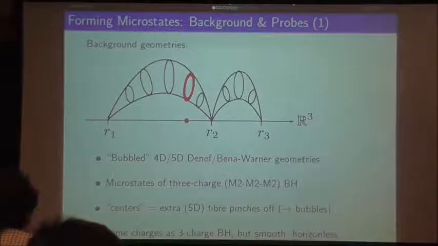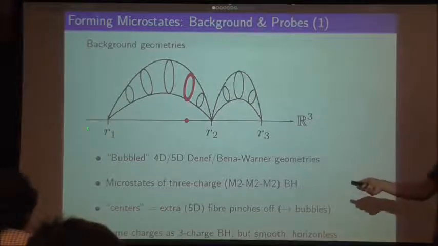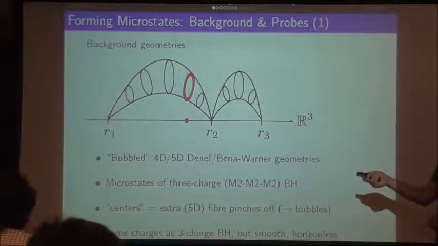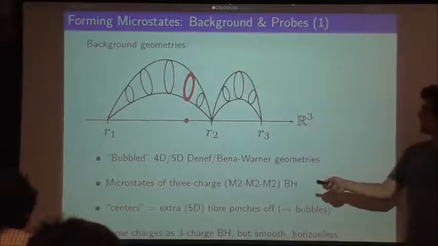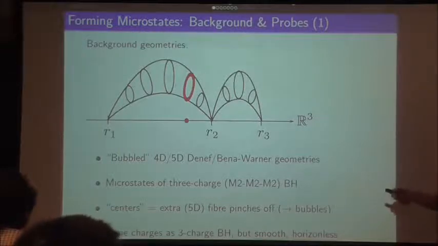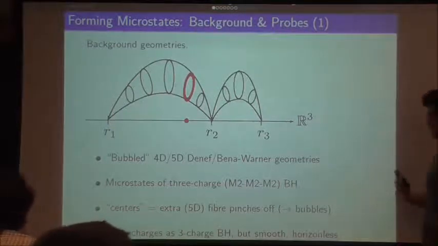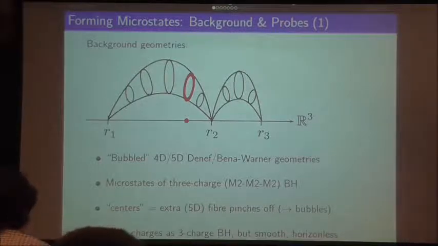How do these geometries look? Well, let's focus on the 5-dimensional picture. So forget about time, we have 4 spatial dimensions left. The 4 spatial dimensions are a flat R3 and a fiber over this R3. This is the depiction of the R3, a line, and then this is the fiber over the R3. And as you see, there are multiple points in the R3 where this extra fiber shrinks to 0 size. These are called centers in the language of Bena-Warner typically.